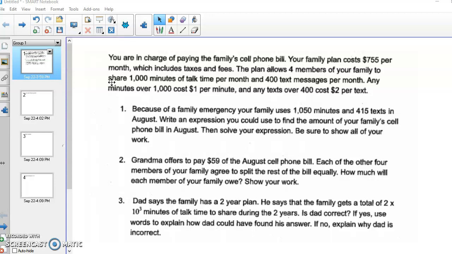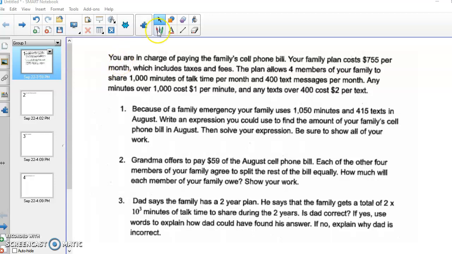I'm Mr. Neff, and today we're taking a look at a family cell phone bill. And the directions at the top, you can read it quietly with me: say you are in charge of paying the family cell phone bill. Your family plan costs $755 per month, which does include taxes and fees, so we don't have to worry about those. The plan allows 4 members of your family to share 1,000 minutes of talk time per month and 400 text messages per month. Any minutes over 1,000 costs $1 per minute, and any text over 400 costs $2 per text.